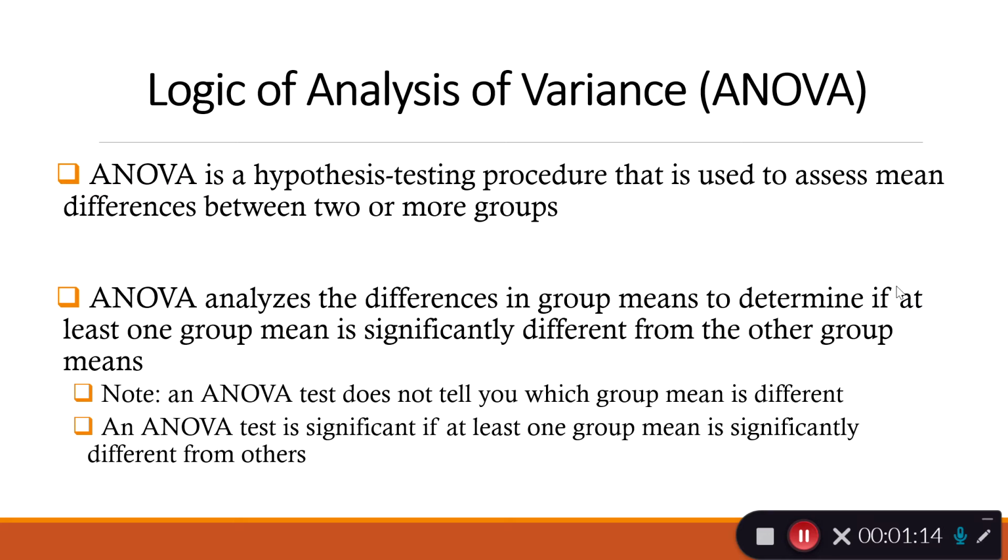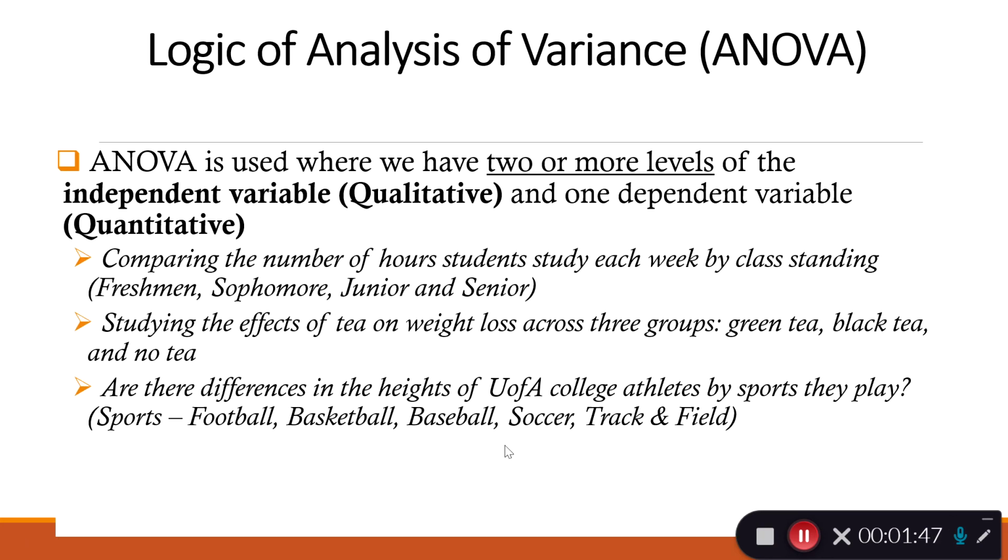So ANOVA analyzes differences in group means to determine if at least one group mean is significantly different from other group means. So what ANOVA is doing is, assuming you have three groups, ANOVA is just checking to see if at least one of the groups is significantly different from the other two groups. So note, an ANOVA does not tell you which group is different. It just tells you that at least one group is significantly different from the other groups. So an ANOVA test is significant if at least one group mean is significantly different from other groups.